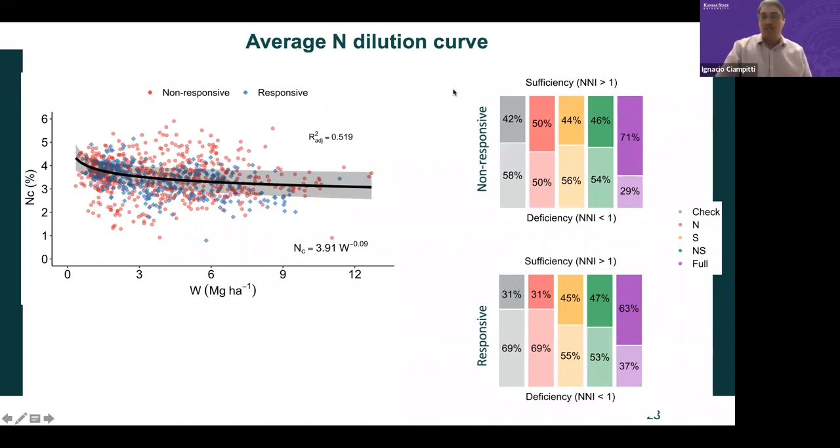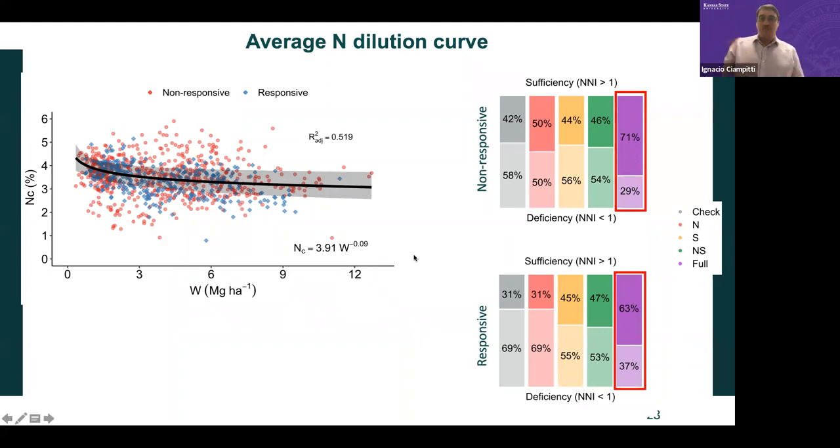The main goal was to see if we can correlate, or at least present this scenario of when you look at the responsive versus not responsive, and here we're showing all the different treatments. We tend to see that in the responsive situations, we have a higher frequency of observations under deficiency. So they are showing a little more nitrogen deficiency.